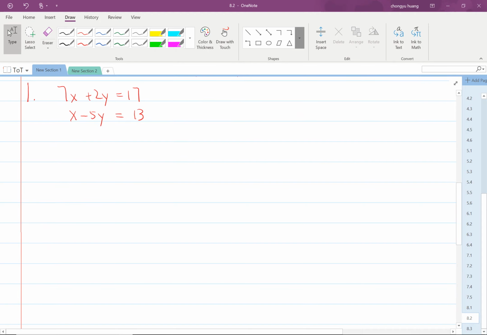Here I'm going to talk about the addition method. There are a couple of steps, and to make things a little easier, let's talk about this question first. We have this system of equations here.